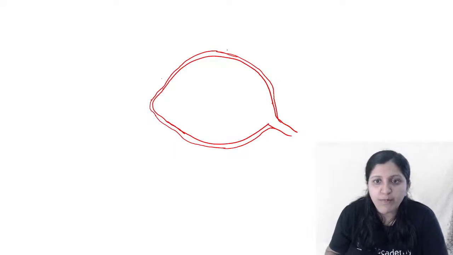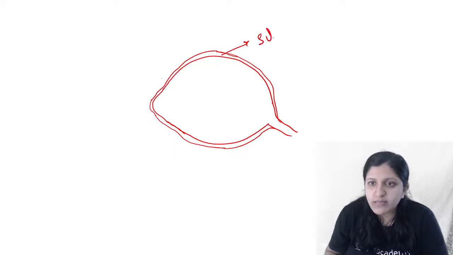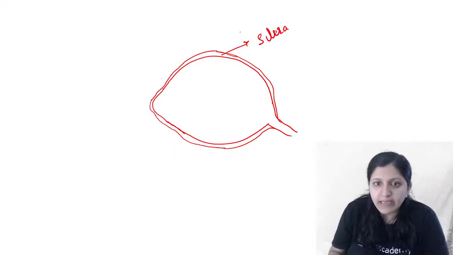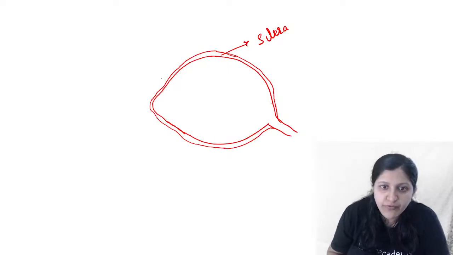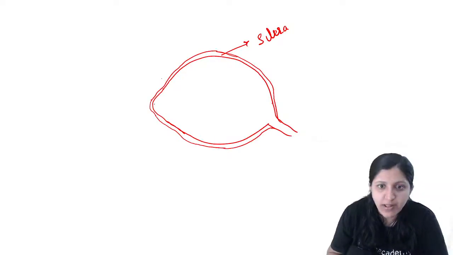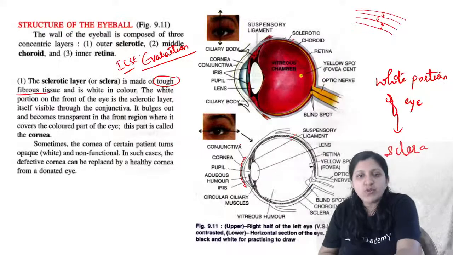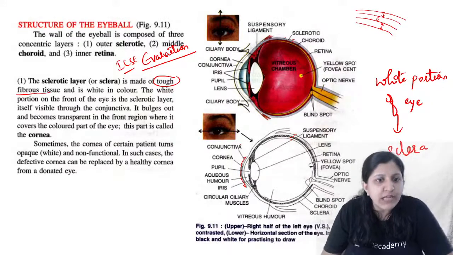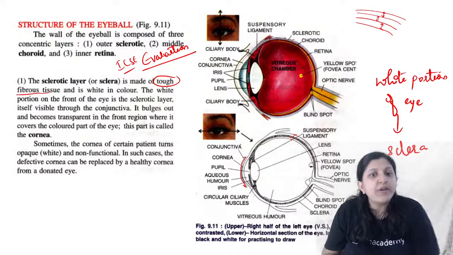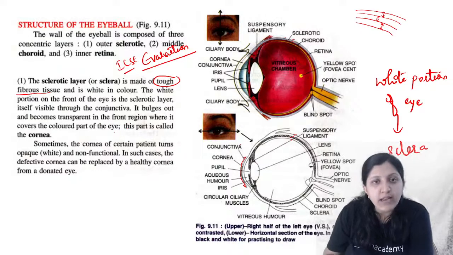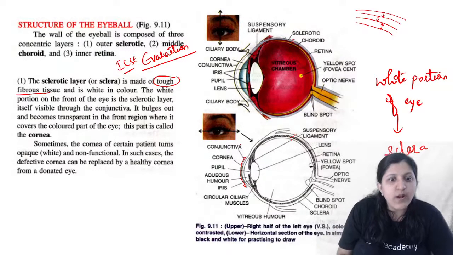This whole part is the sclera. In the front you will find this bulged part. It is a transparent one, and this is actually the cornea. It bulges out and becomes transparent in the front region where it covers the colored part of the eye. So this is called the cornea.